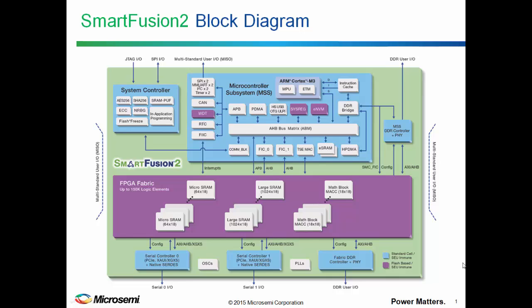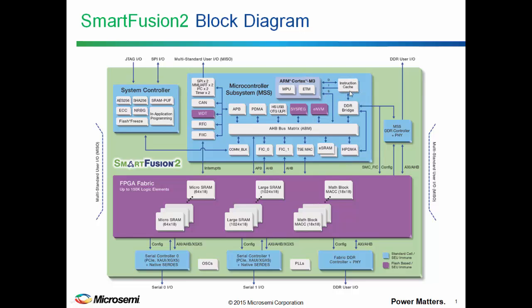What I'm showing here is a block diagram of the SmartFusion2 devices. We have different members in the family, and there are a few options that may not be in all of the members. But basically, in this picture, we have two different colors. We have the blue color, and anything that's implemented in blue is implemented as a standard cell. So it's not programmable. So that would be the microcontroller subsystem, where we have the Cortex M3.